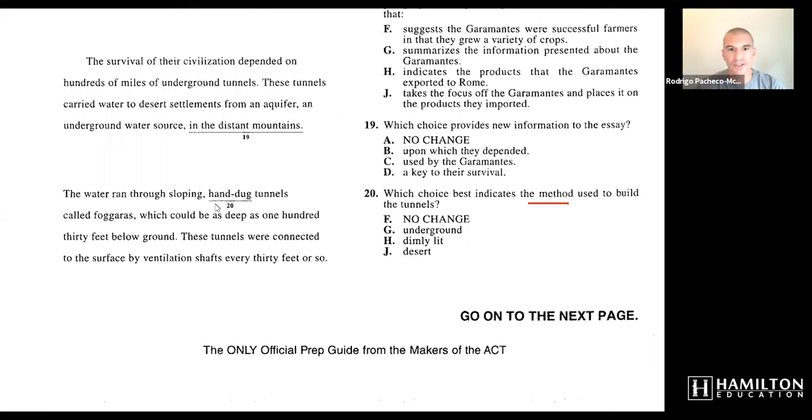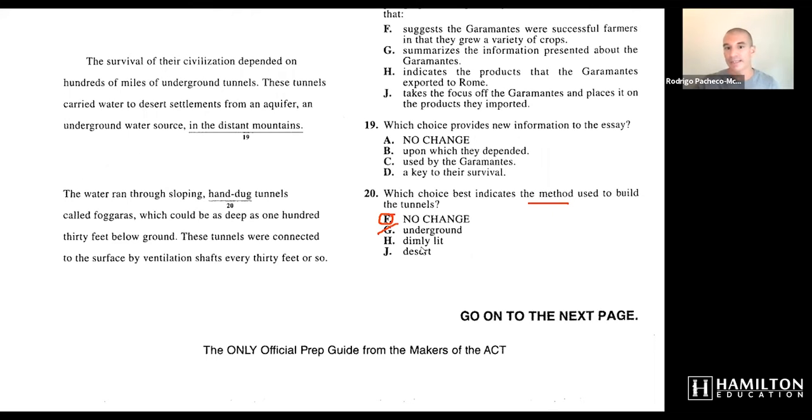F, no change, tells us that these were hand-dug tunnels. This gives us a method. It tells us how they were created. They were created by hand. This also turns out to be our correct answer. G, underground tunnels. This doesn't tell us anything about how they were created. All it tells us is their location, where they are. So we can eliminate G.